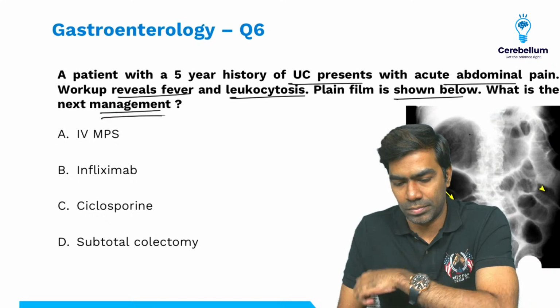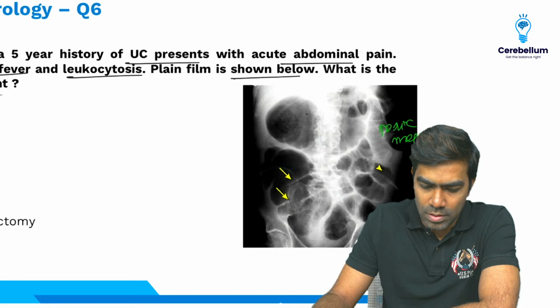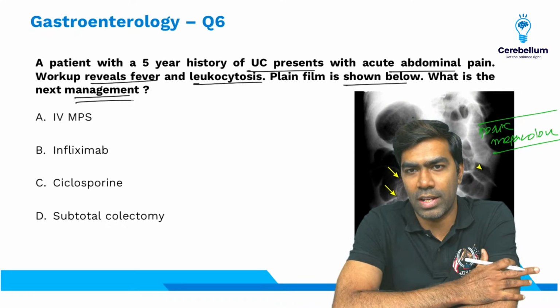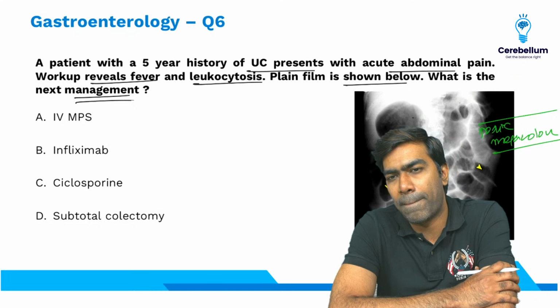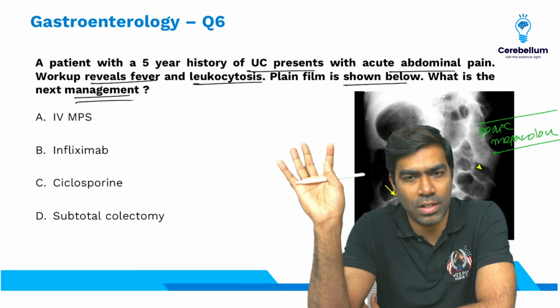So what is the diagnosis? Diagnosis is technically toxic megacolon. What we do for toxic megacolon, I don't know why many of the students... I don't know what surgeons are basically teaching, but understand that if it's toxic megacolon due to any cause, usually two causes will be there. One is IBD, second is Clostridium difficile colitis. These are two things that produce toxic megacolon very commonly in the community.